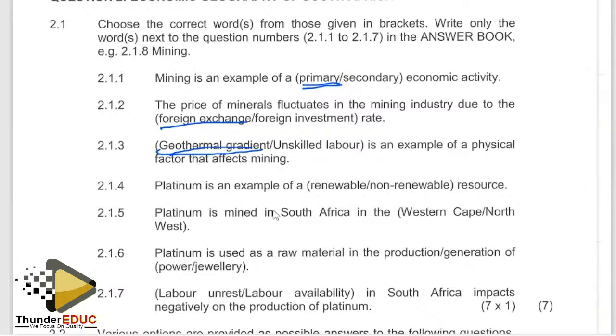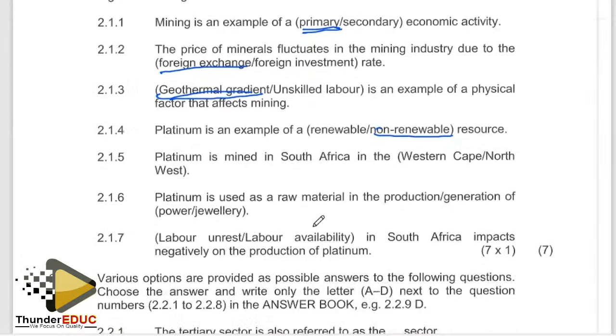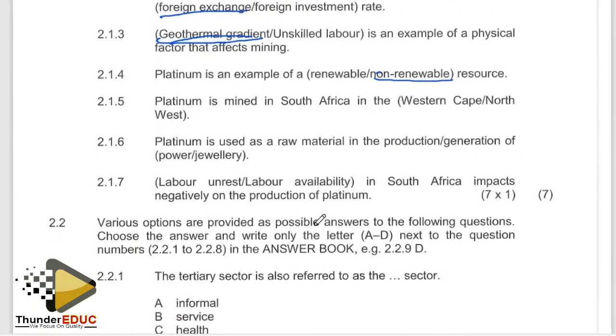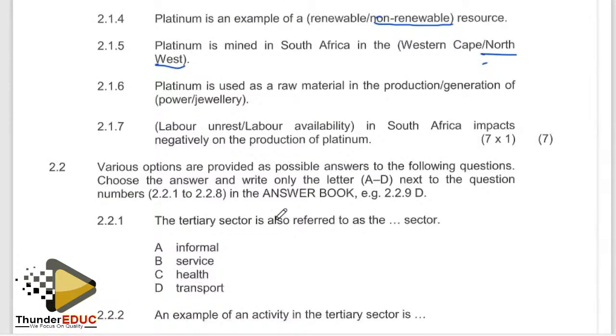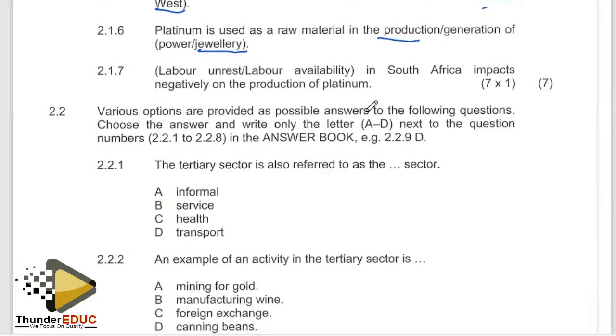Platinum is an example of a renewable or non-renewable resource. Platinum is non-renewable. When it gets used up, it's not replaced by the minerals themselves. Platinum is mined in South Africa, in the Western Cape or Northwest. Obviously, platinum is Northwest. That's why they call it the Platinum Province. Platinum is used as a raw material in the production of power or jewelry. Obviously, it's production of jewelry because it's a precious mineral.